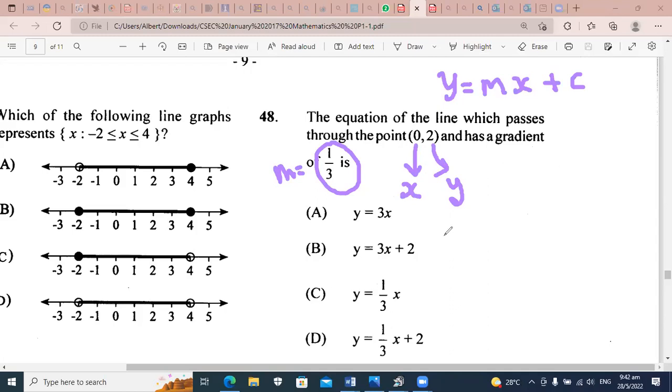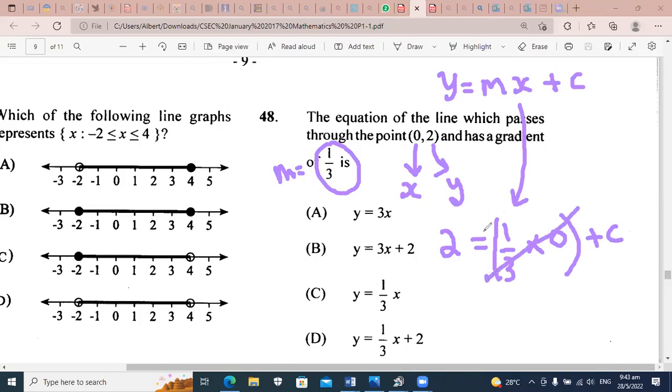So we have y, which is 2. So 2 is equal to m, which is 1/3, times x, which is 0, plus c. So therefore, all of this will go away. So c is equal to 2. And now that we've found c, we're going to rewrite y equals mx plus c, but we only put back the m and the c.